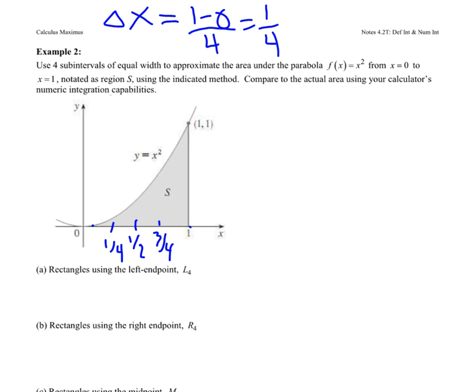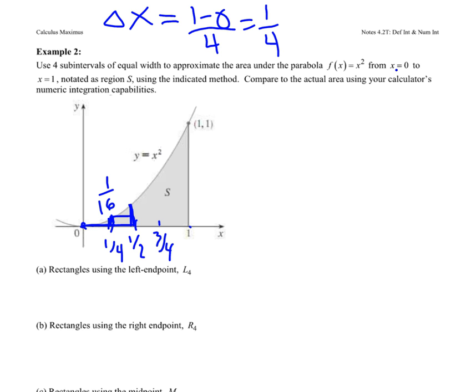All right, so let's take a look first at the left endpoint. This would be the left endpoint between 0 and 1/4, so we're going to take the height at 0. If you plug 0 into our function, f of 0 is 0, so it's a pretty boring rectangle. Now for this rectangle, we're going to take the height at 1/4, so it's going to look like this. That height would be 1/16, and I got that by taking 1/4 and plugging it into this function.